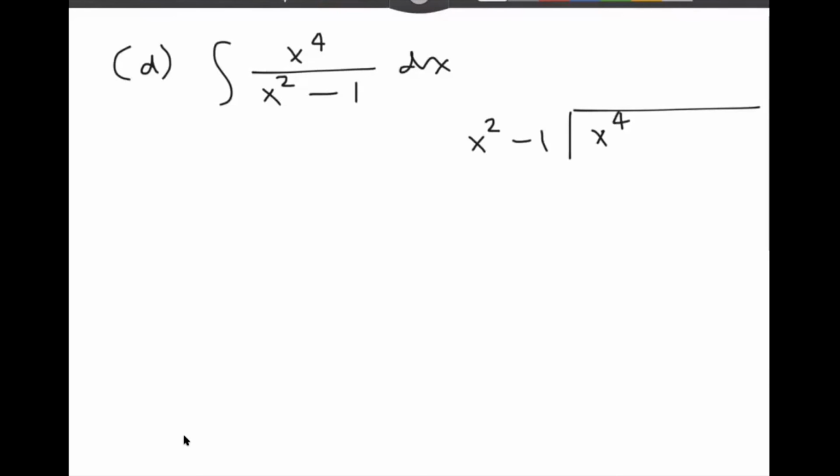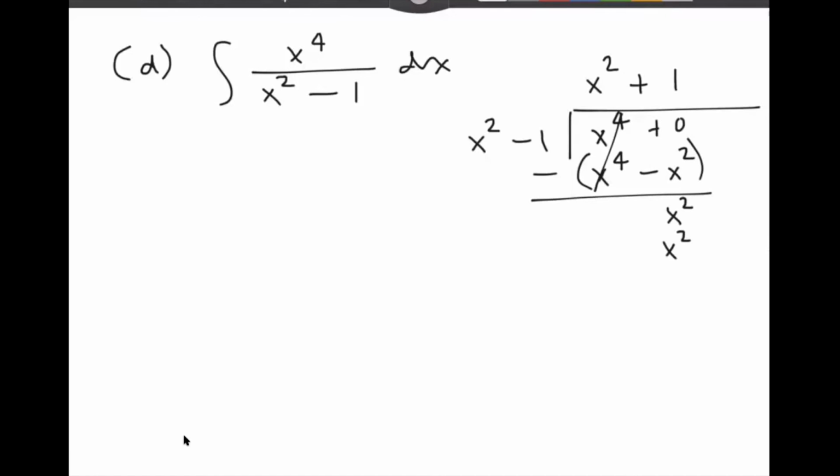X squared into x to the 4th goes x squared. X squared times x squared is x to the 4th. X squared times minus 1 is minus x squared. Subtract the whole thing. Okay, so then these two cancel. I have 0 minus negative x squared, which is x squared. So I'm going to go one more time. X squared into x squared goes 1. 1 times x squared is x squared. 1 times negative 1 is negative 1. Subtract the whole thing. And that leaves me with a remainder of 1.